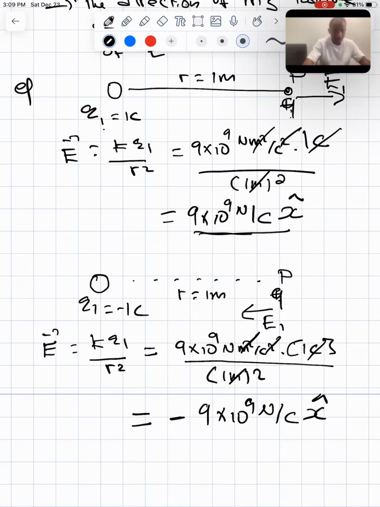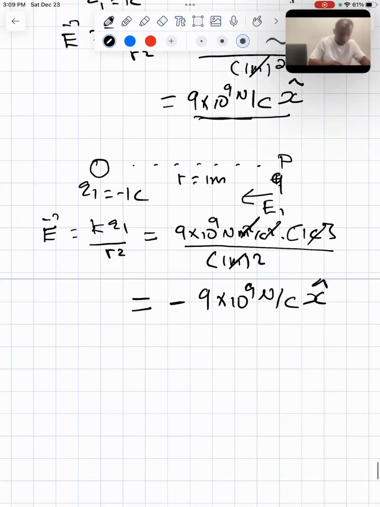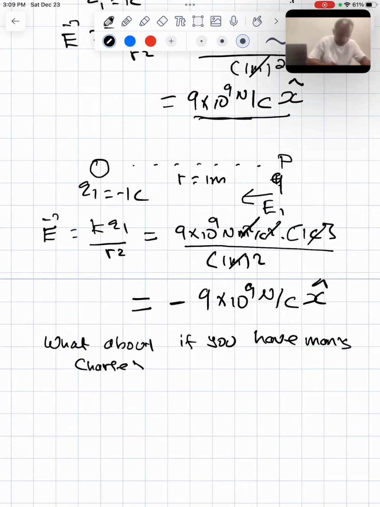But what about now? My question is, what if you have many charges? Like I have Q1, Q2, Q3. And P is just a point in space, there is nothing there. And this is r1, this is r2, this is r3.